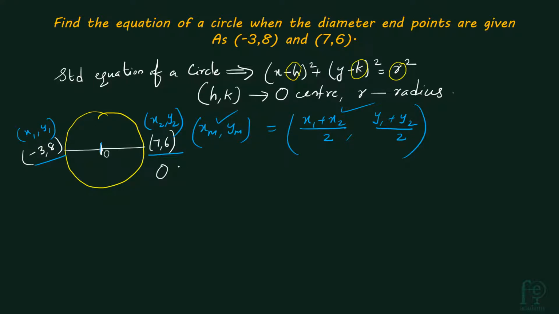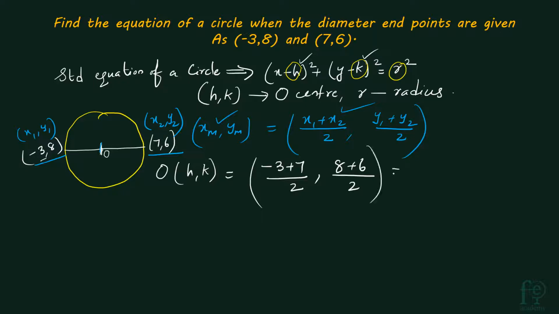Here O is the center of the circle, so it will have the coordinates h and k. We have assumed that h and k represent the center of the circle. So h, k will be given by (-3 plus 7) by 2, where x1 is equal to -3 and x2 is equal to 7, and (8 plus 6) divided by 2, where y1 is equal to 8 and y2 is equal to 6. This gives 4 divided by 2 is equal to 2, and 8 plus 6 is equal to 14, divided by 2 is equal to 7. So 2, 7 is the center of the circle, or h is equal to 2 and k is equal to 7. So we already have h and k.